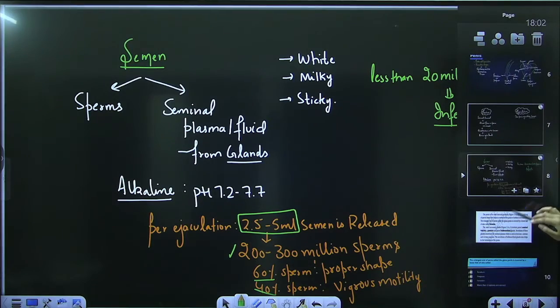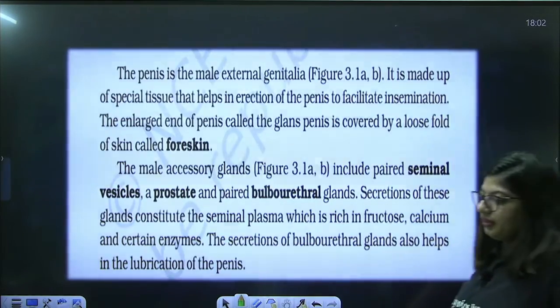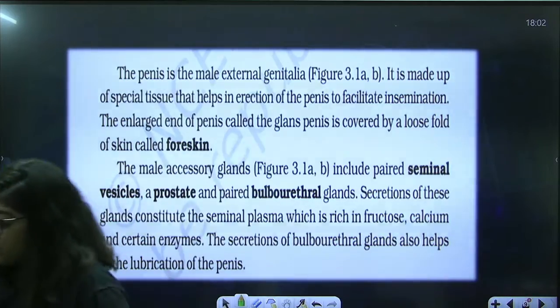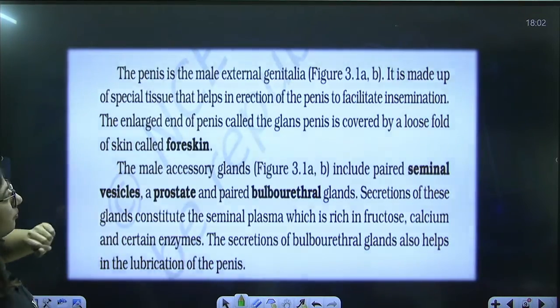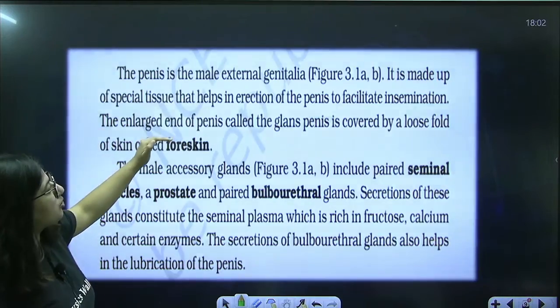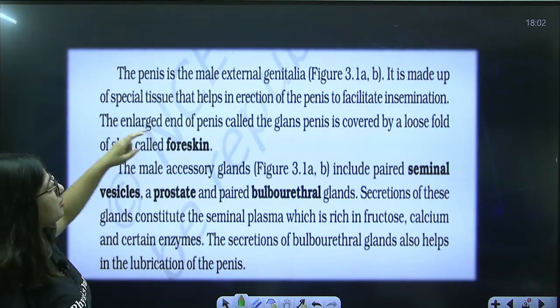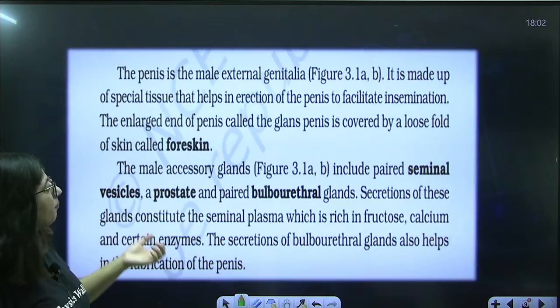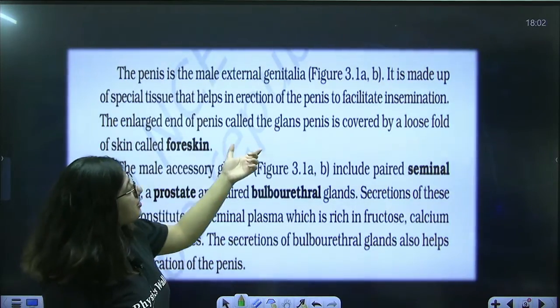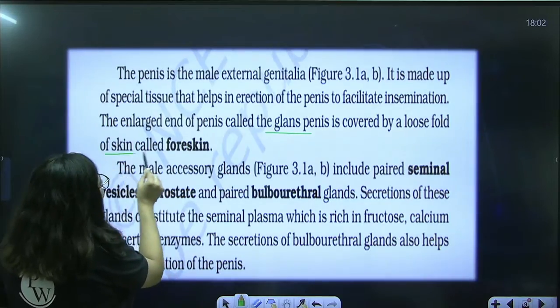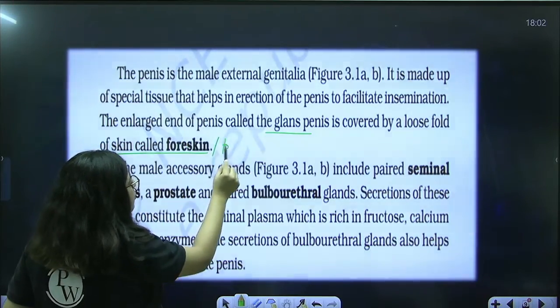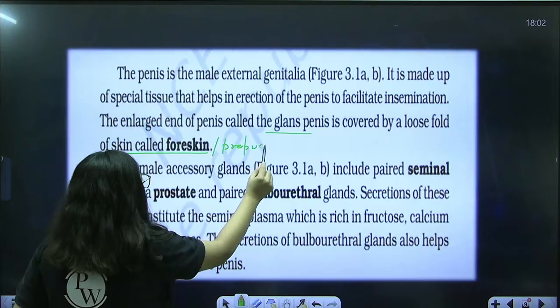Now, let us talk about this paragraph of NCERT. Read it with me. Open your NCERT books. The penis is male external genitalia. It is made up of special tissue that helps in erection of penis to facilitate insemination, that you all know. The enlarged end of penis is called glans penis, and it is covered by a loose fold of skin known as foreskin, also known as prepuce.